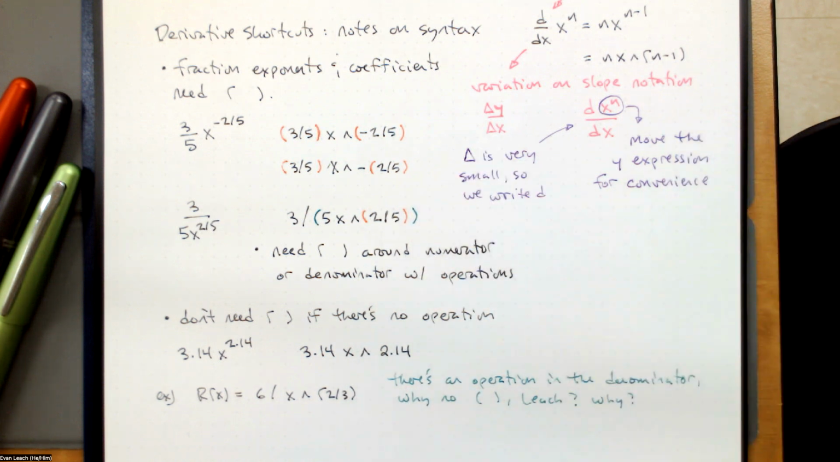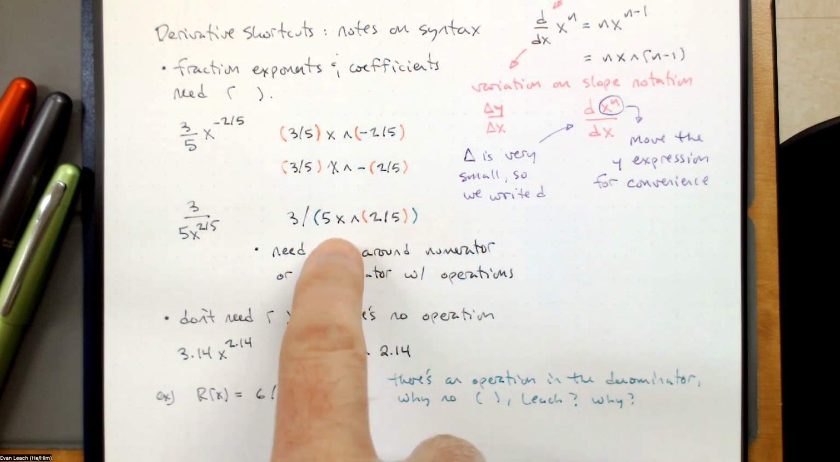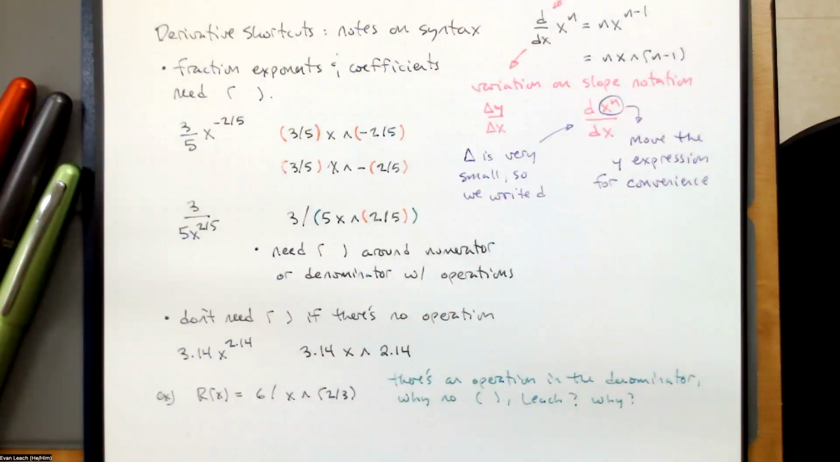Up here, there are operations at the same level. There's a division and a multiplication. I have to make sure that this multiplication goes before this division. Otherwise, we just start marching through multiplication and division from left to right. So we need parentheses around the numerator and denominator with operations when they're at that same level or a lower level. The exponent is sitting at a higher level, at the top of our order of operations.